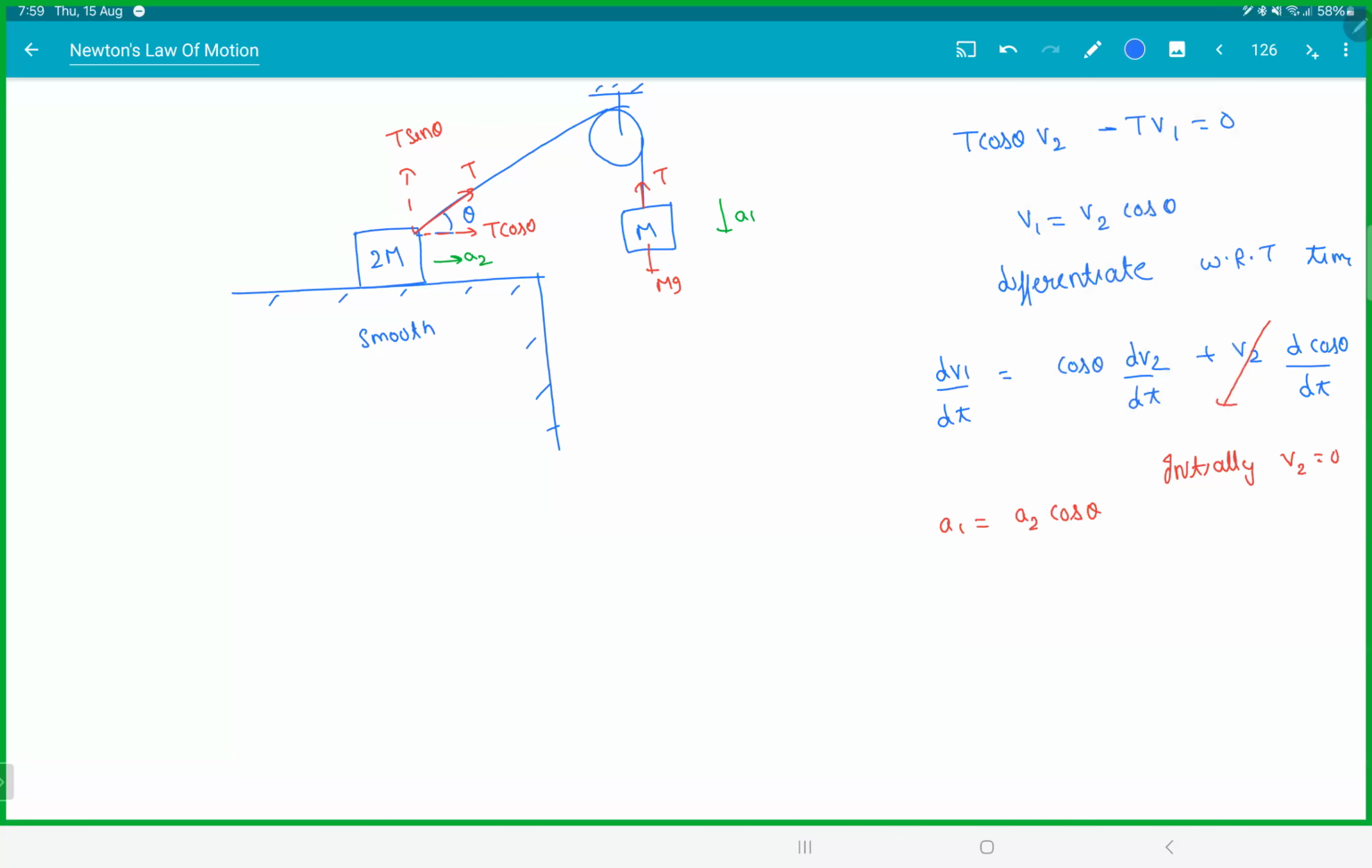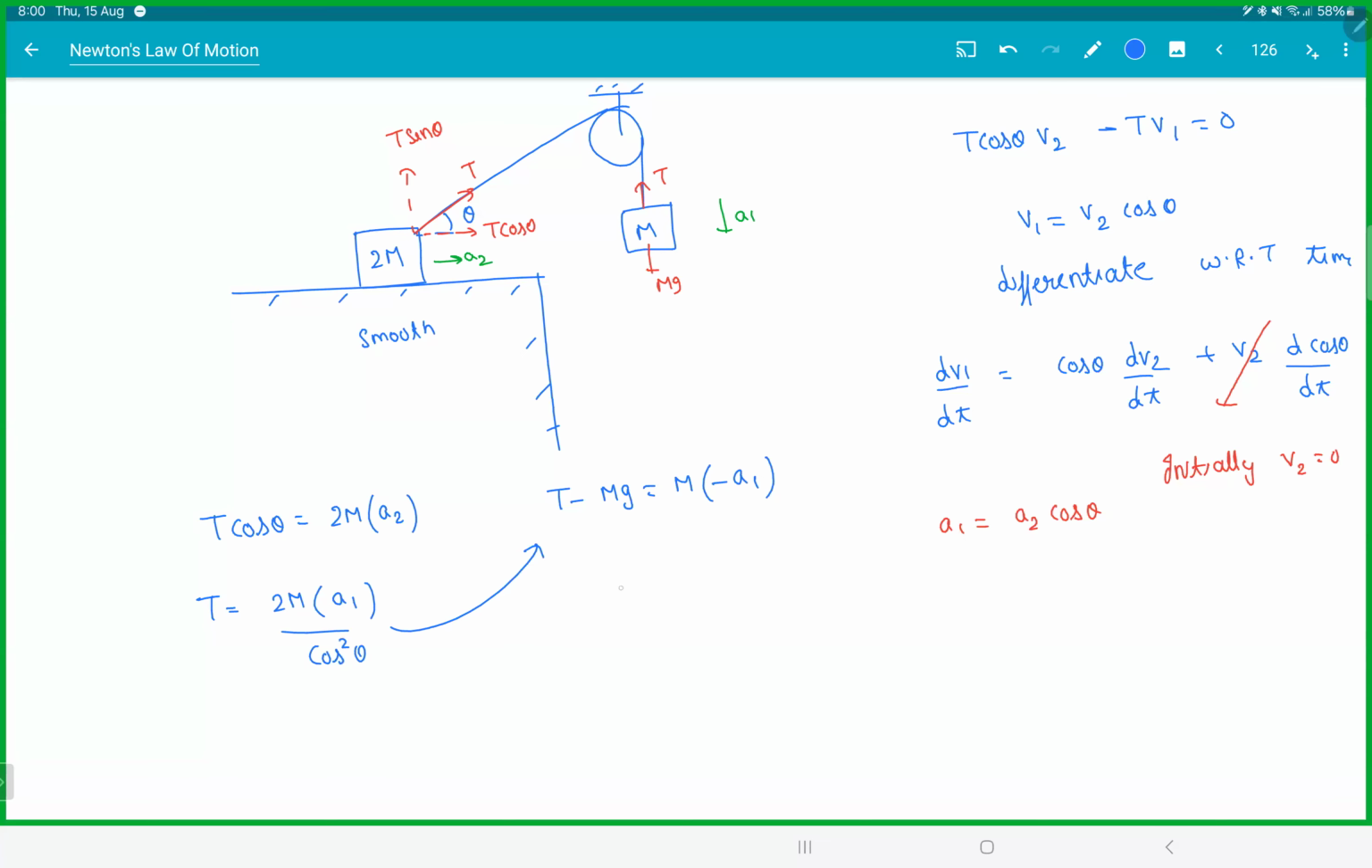Step 3, apply the forces and write the equations. So we get T cos theta is equal to mass 2m into acceleration A2. For this block, T minus mg is equal to mass into acceleration minus A1. Up positive, down negative. I'm keeping the convention simple and straightforward. So take T from here. This would be 2m into A2. What was A2? A2 is A1 by cos theta. So this will become cos square theta.